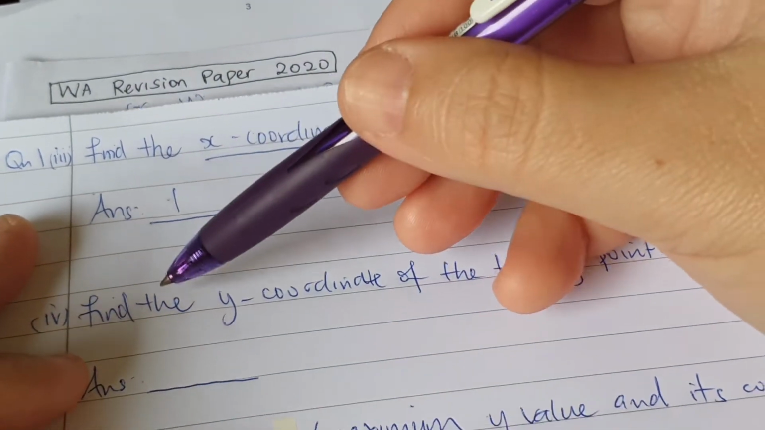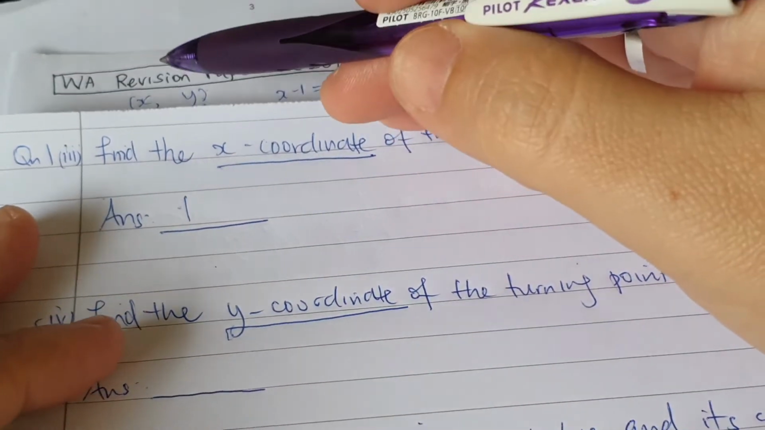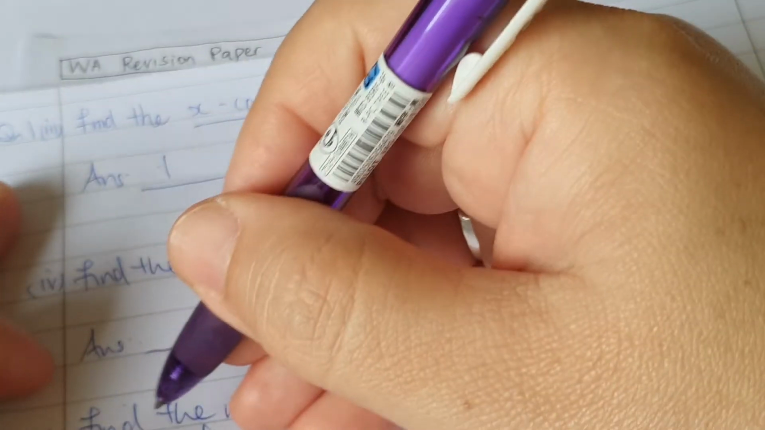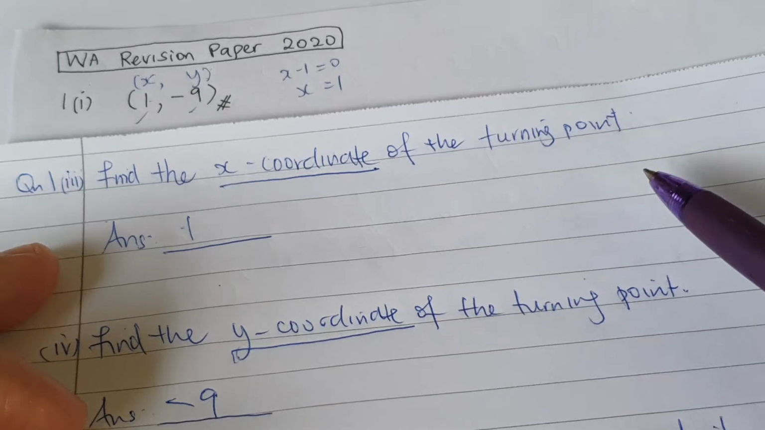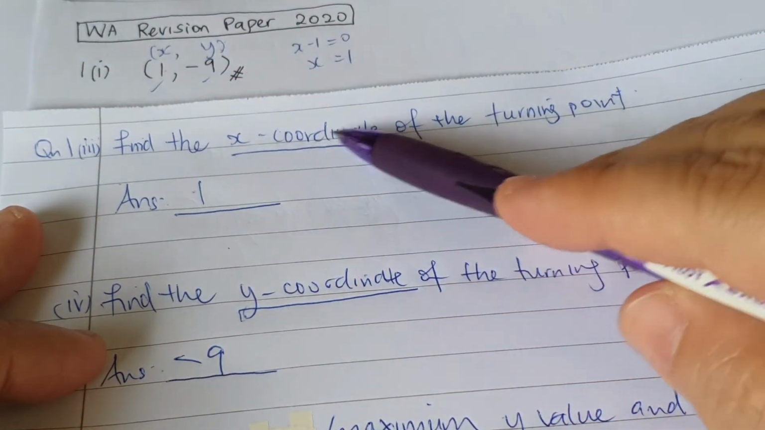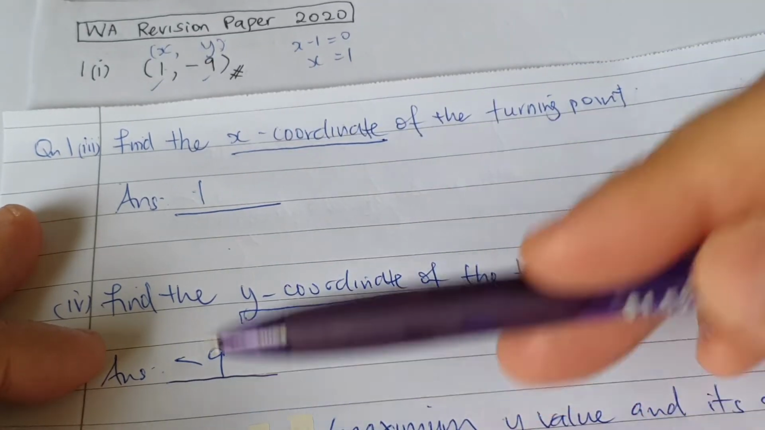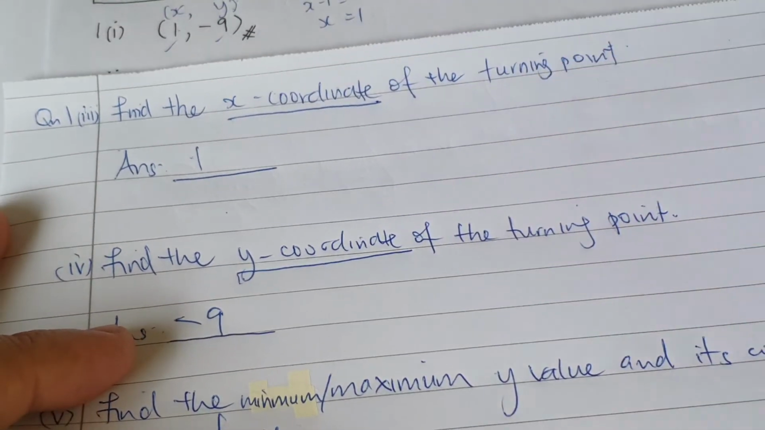Alright, now if I want you to find the y coordinate, the answer is not this. The answer is just the y value, so that will be minus 9. So I hope you understand the difference between coordinates, x coordinate, which is just 1, y coordinate, which is just minus 9. Okay, now what's another way they can ask you? They can give you this question here.